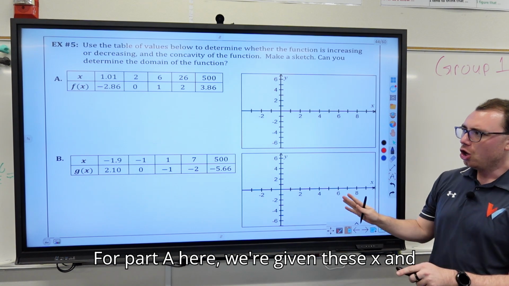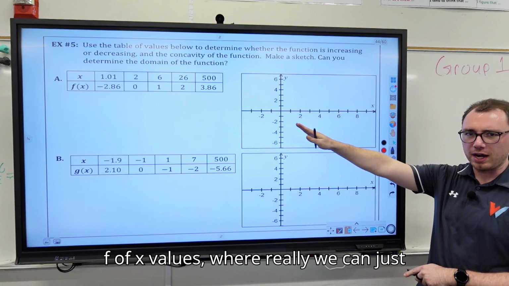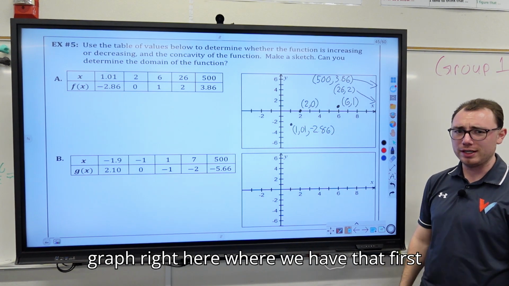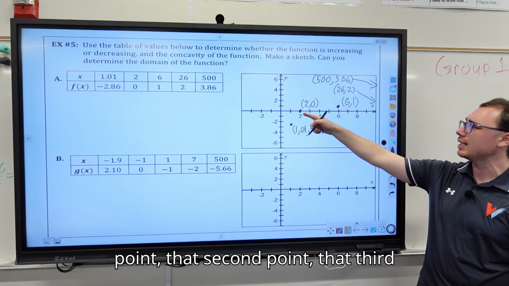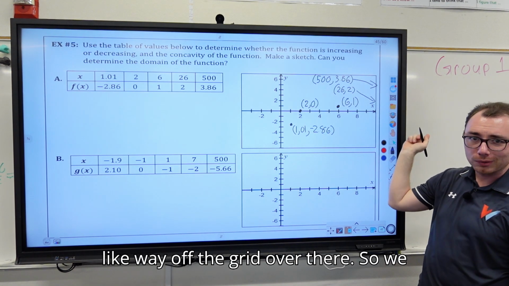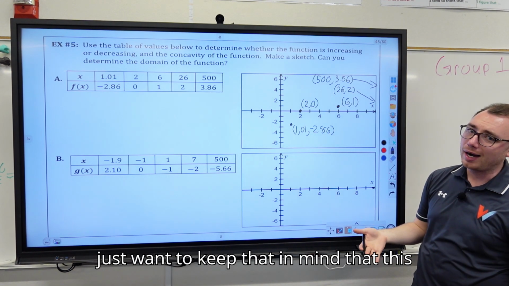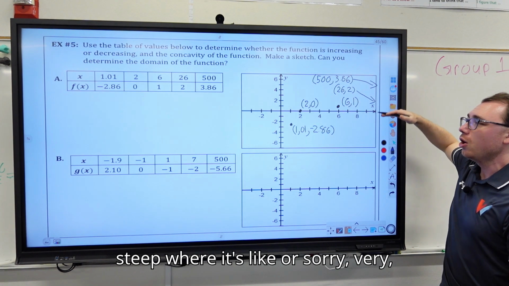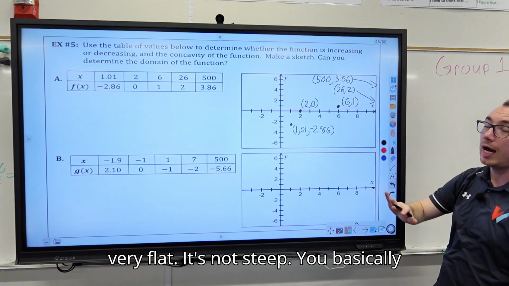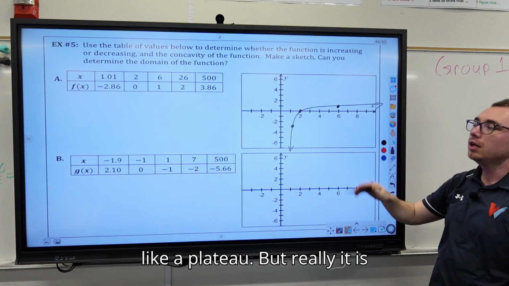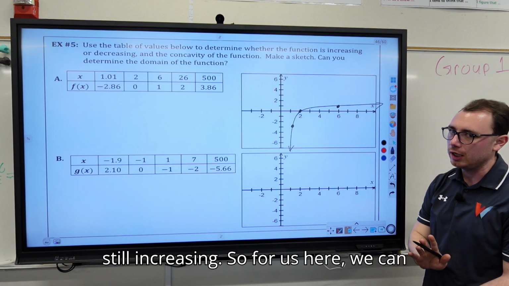For part A here, we're given these x and f of x values, where really we can just plot them onto this first graph right here, where we have that first point, that second point, that third point, and that fourth and fifth point are way off the grid over there. So we just want to keep in mind that this graph, as it increases, is very, very flat. It's not steep. You basically increase it and it just teeters off to a plateau. But really, it is still increasing.